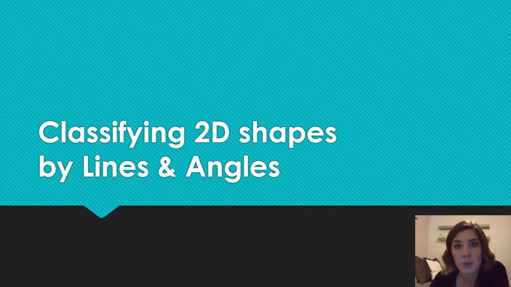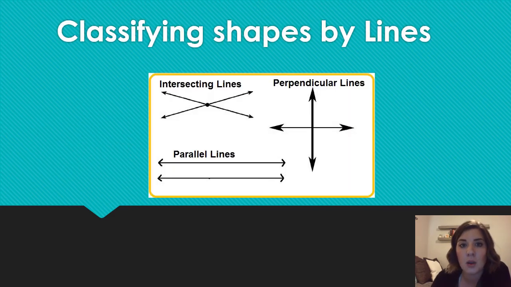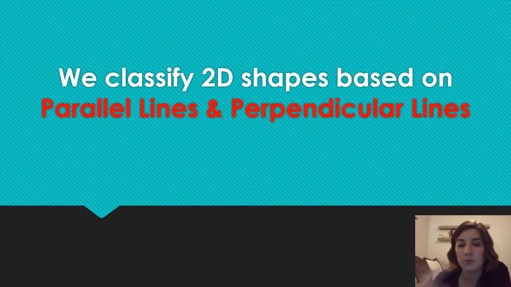Today, we'll be applying what we know about lines and angles in order to classify 2D shapes. When we're classifying shapes by lines, we'll be talking about the sets or pairs of perpendicular lines, parallel lines, or intersecting lines that we have in a shape. We're going to be focusing on parallel and perpendicular lines.